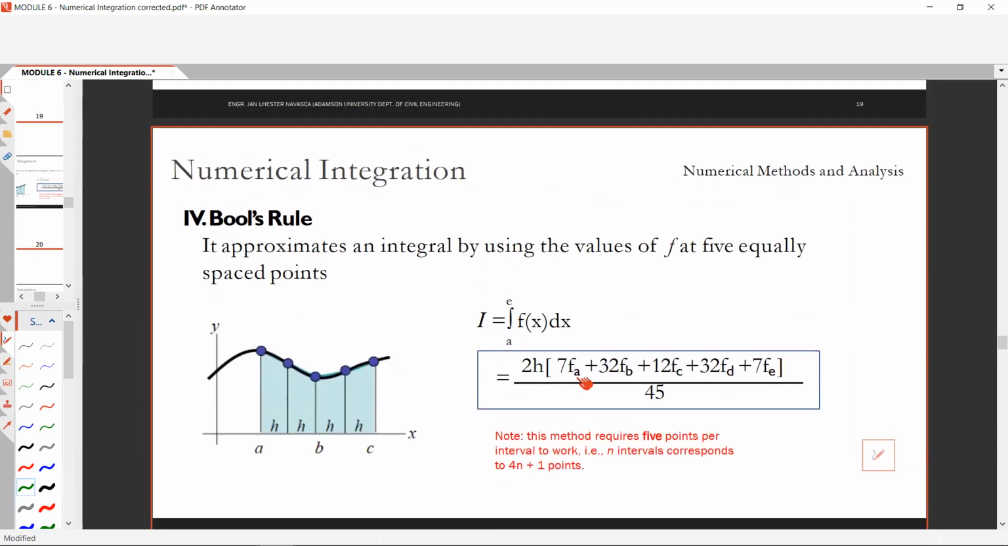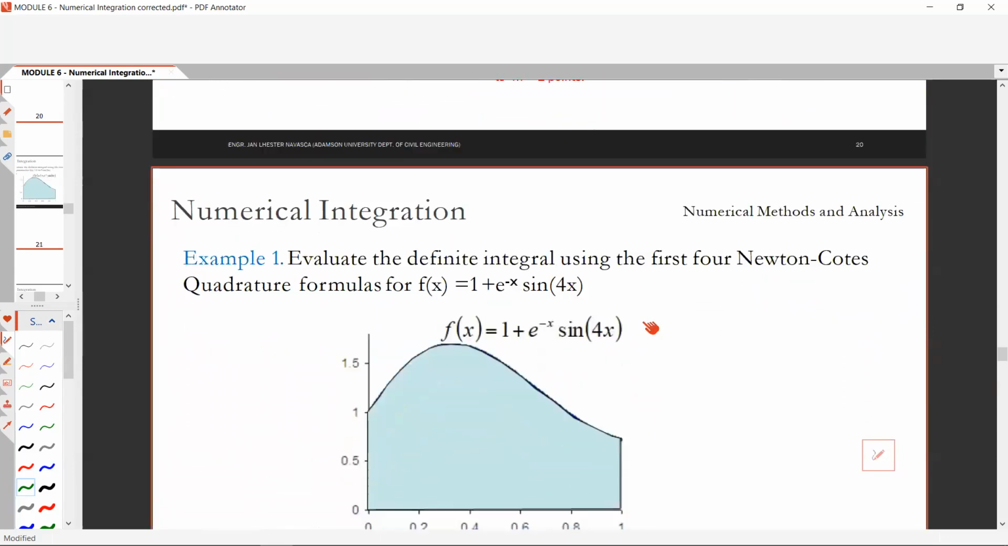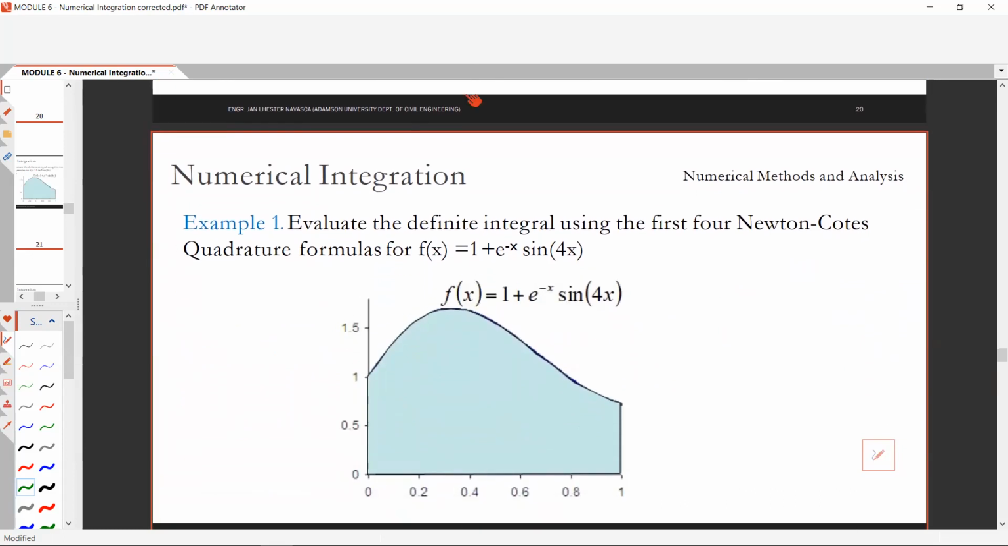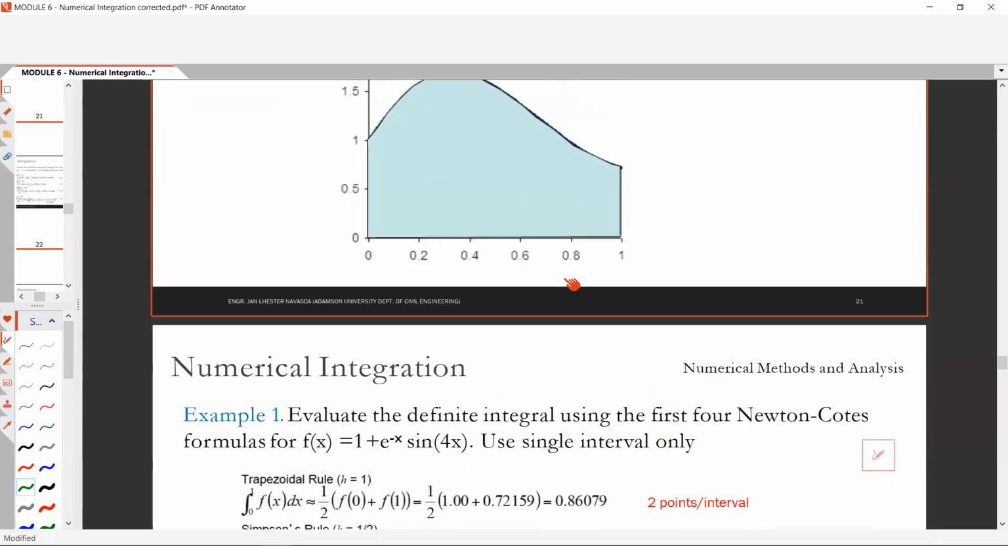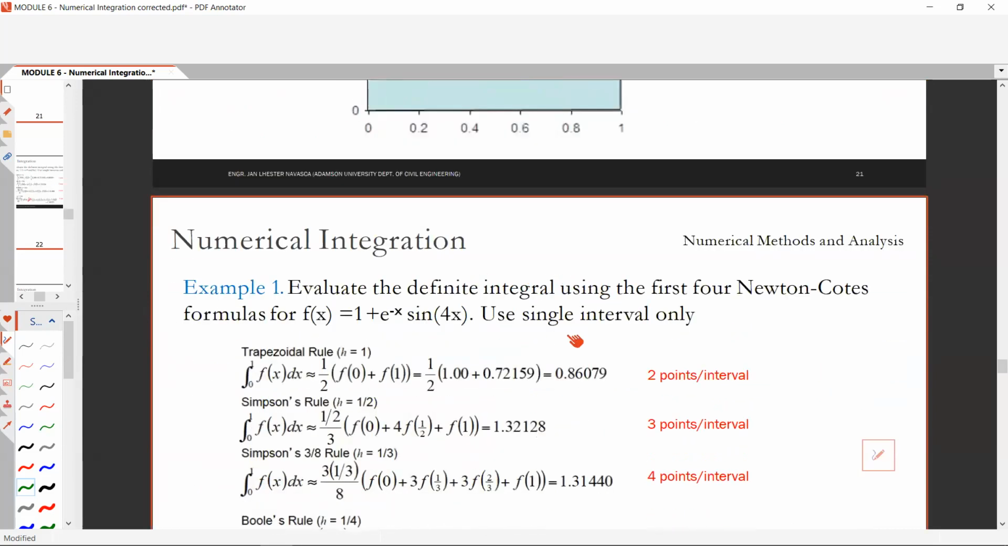Okay. So let's start an example. Let's say we are going to evaluate the definite integral using the 4 Newton-Cotes formulas. We have the function 1 plus e raised to negative x times sine of 4x. That is our equation. So now we will evaluate the integral using a single interval only. This means we will not use the composite equation. So we only use a single interval.